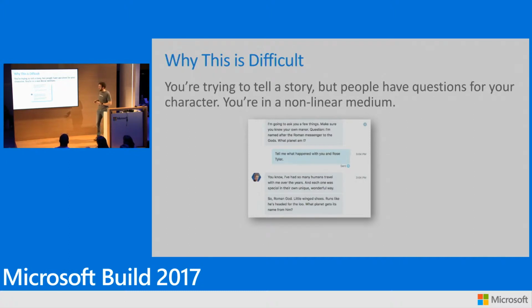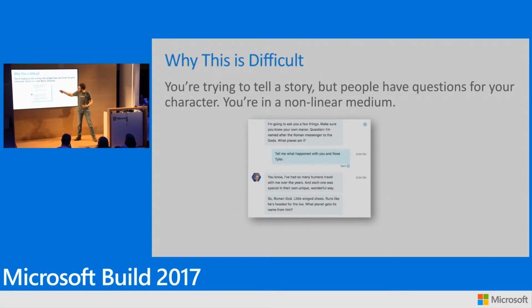So let's talk about why this is difficult. It's hard enough putting a character in a good story. If you've ever been to a Michael Bay film, you know this is the case. What we have here, though, is a story where you only control half the conversation. And people have a backstory. They have a history and a relationship with this character that isn't going to follow your story necessarily.